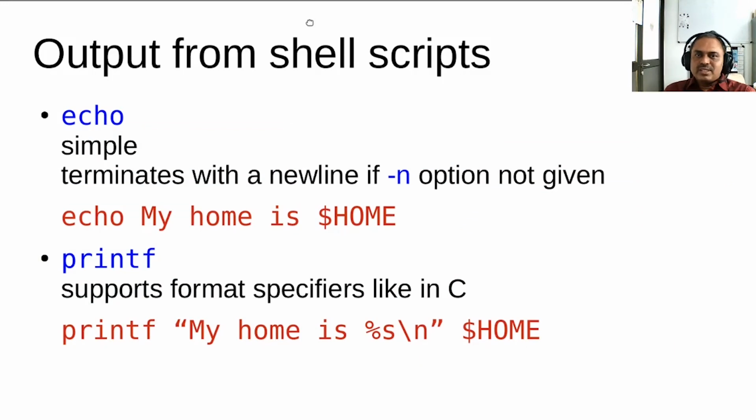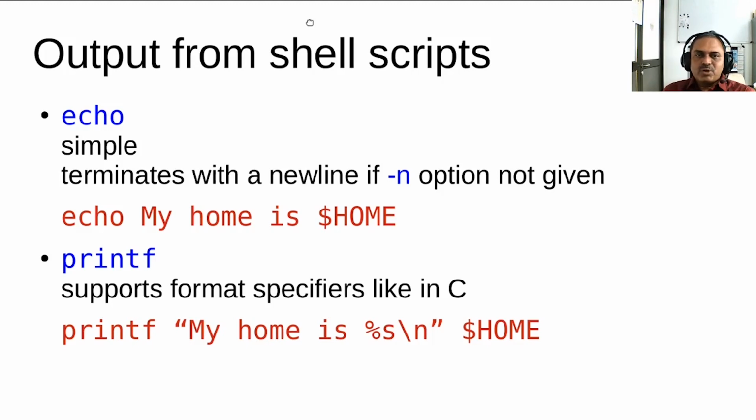One of the very first things to do in any programming language is to type out hello world. So you would like to output something from your shell script. echo is a very simple command to output text, and we have already tried that out at the command prompt. If you do not provide the -n option, then there is automatically a new line at the end of the text. An example of the echo command is given here, where the value of the shell variable $HOME will be substituted in its place, and the output would be 'my home is /home/username'.